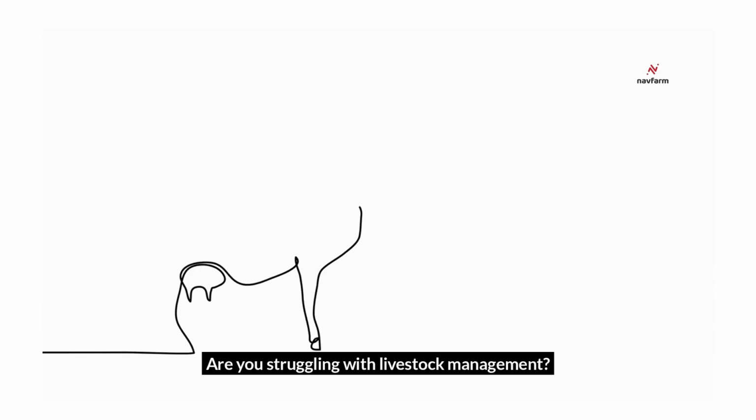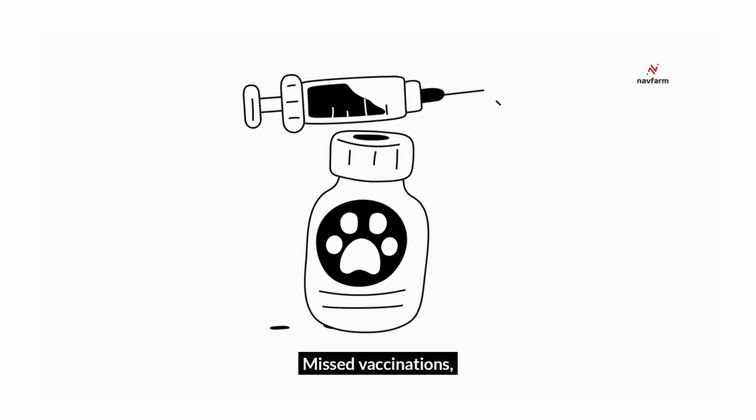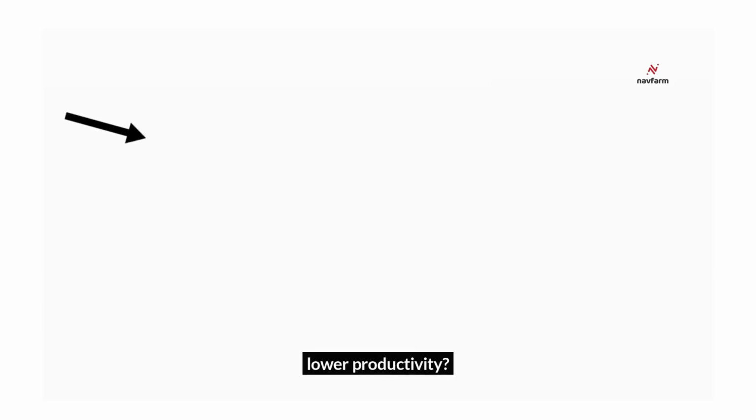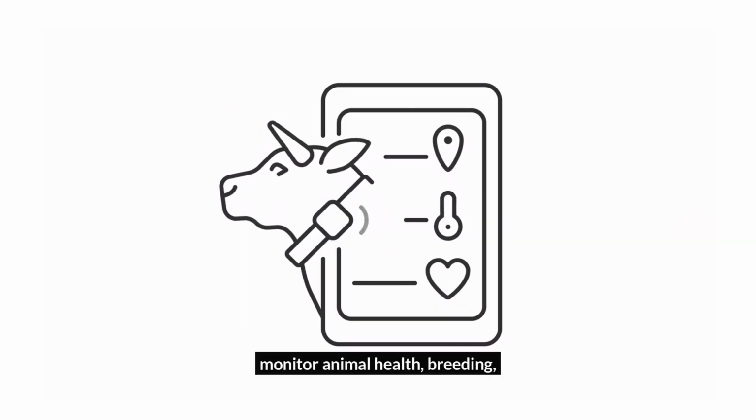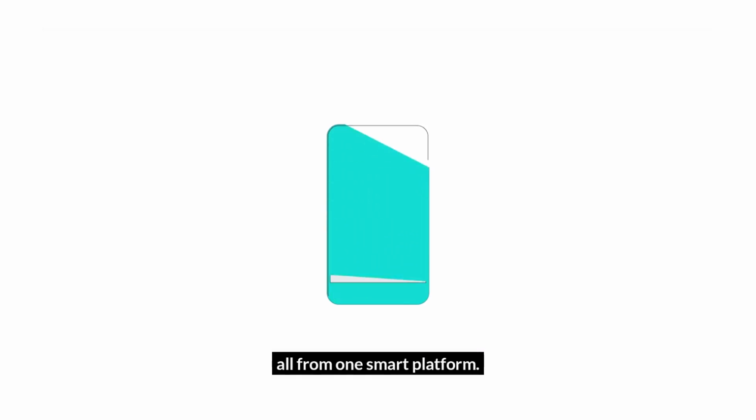Are you struggling with livestock management, missed vaccinations, poor tracking, and lower productivity? NavFarm helps you monitor animal health, breeding, and production in real time, all from one smart platform.